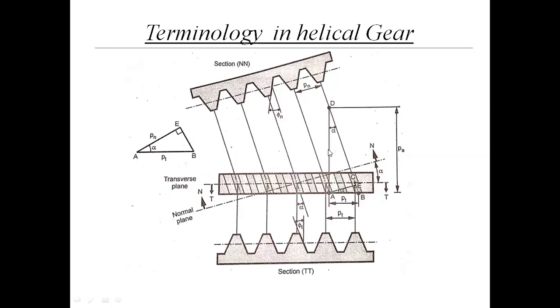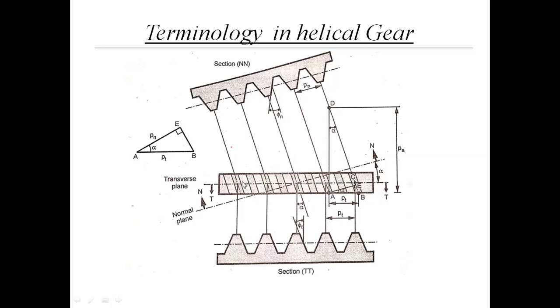DA is parallel to the axis of rotation and the teeth are inclined with the axis of rotation. DC is the inclination, and these teeth are making angle alpha, which is the helix angle, with the axis of rotation.